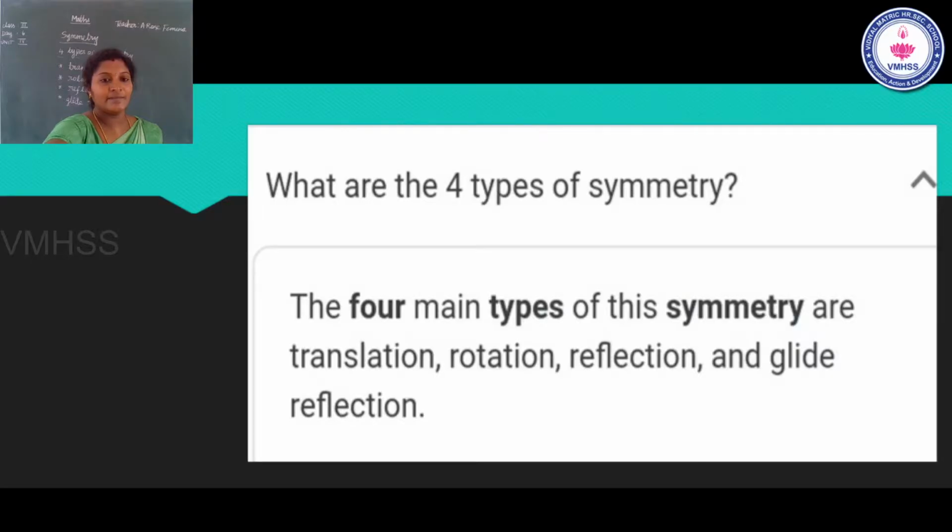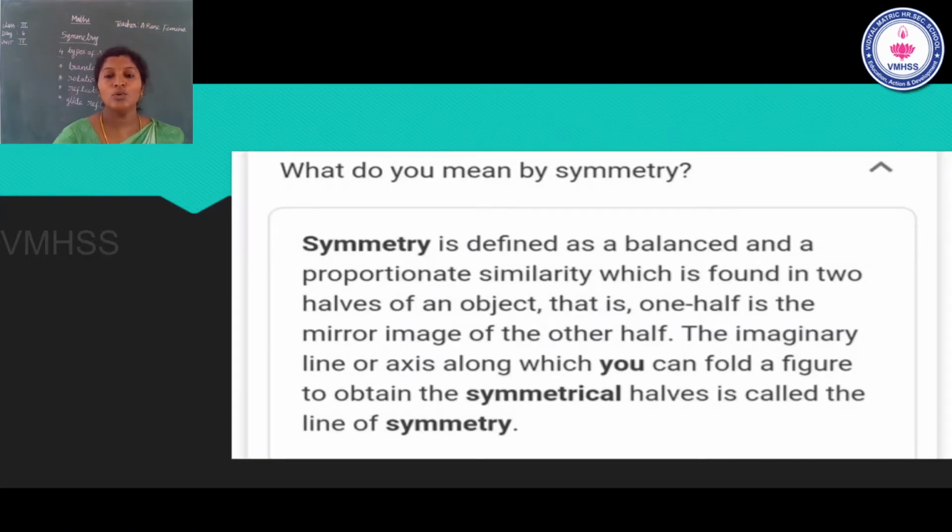See the slide. What are the four main types of symmetry? Translations, rotations, reflections, and glide reflections. Do you understand? Yes. So, what do you mean by symmetry? See the slide.